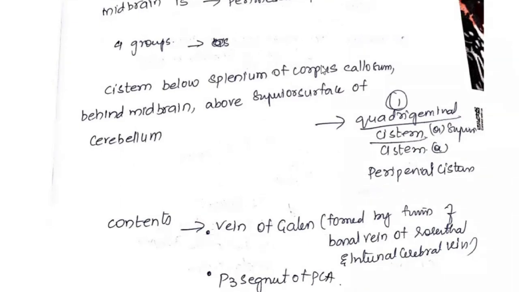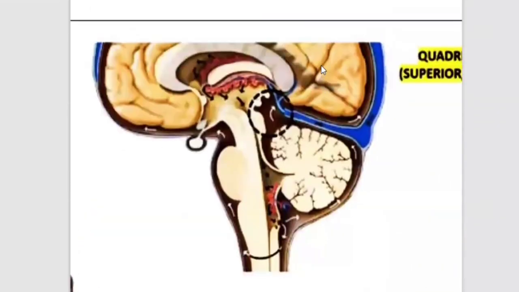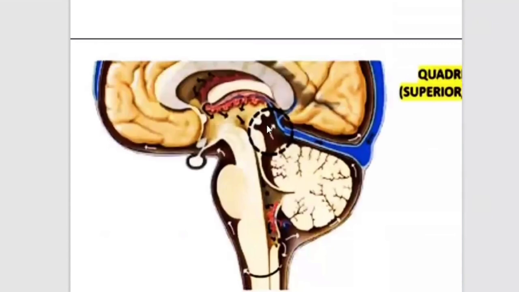I'll first read this line, then I'll show you in the diagram. The quadrigeminal cistern is a cistern present below the splenium of the corpus callosum, behind the midbrain, above the superior surface of the cerebellum. Wait, I'll show you the diagram. This is the quadrigeminal cistern. First of all, why the name quadrigeminal cistern? Because there is the corpus quadrigeminum in the midbrain. What is corpus quadrigeminum?